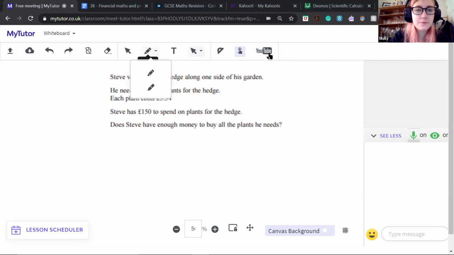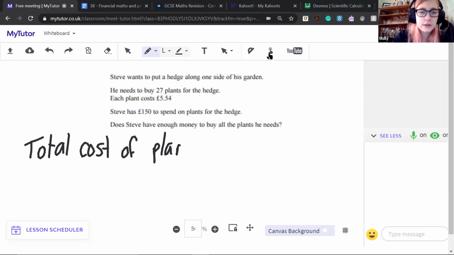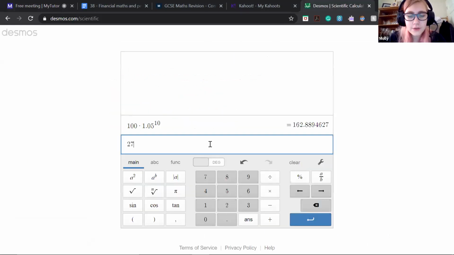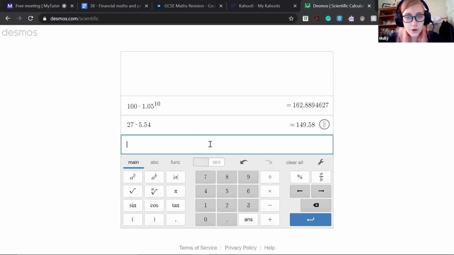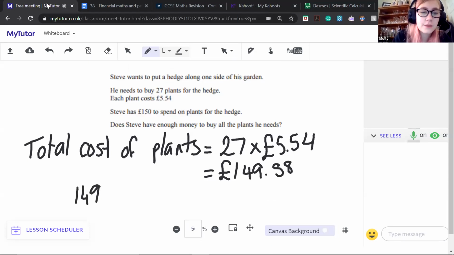So for example, I would say total cost of plants is, well, he needs 27 lots of this £5.54. So we see what this gives us. 27 times £5.54, £149.58. And then you have to say £149.58 is less than 150. So he does have enough.